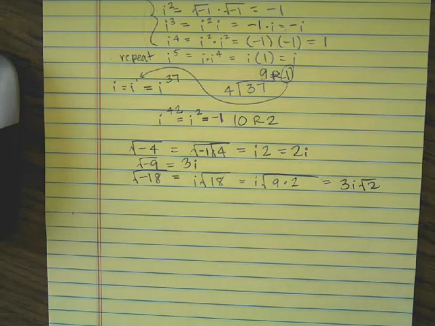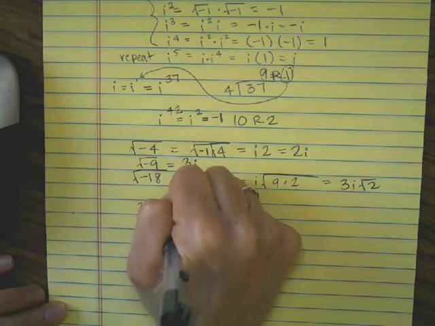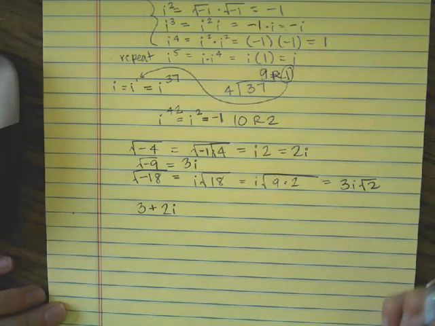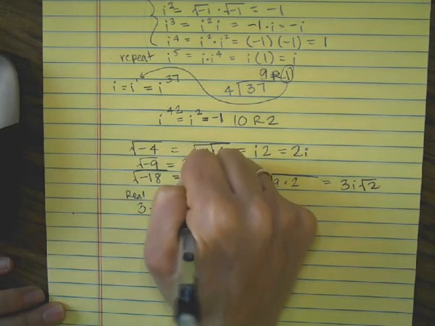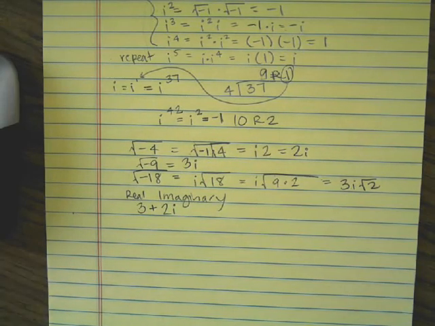Most complex numbers are not just with i's. It's like 3 plus 2i. They're called complex numbers because they have a real part and an imaginary part. The real part is the part with no i. The imaginary part is the part with the i. So if it asks you what's the real part of this number, it would be 3. If it asks you what the imaginary part is, it would be 2i.